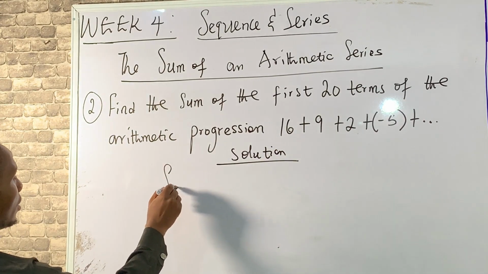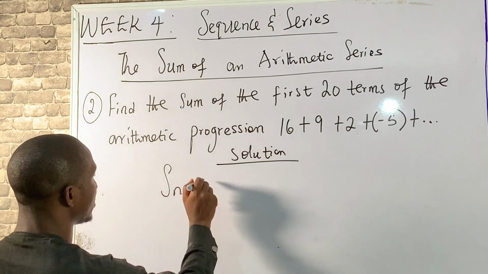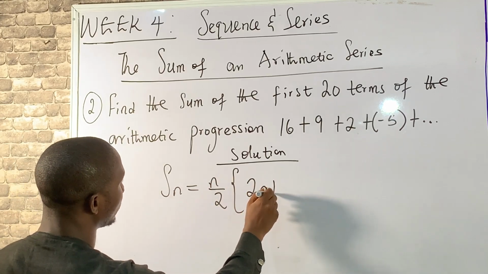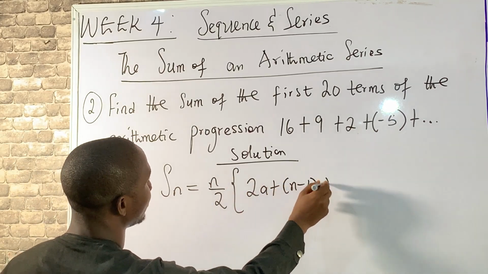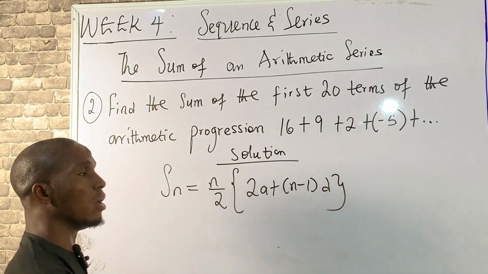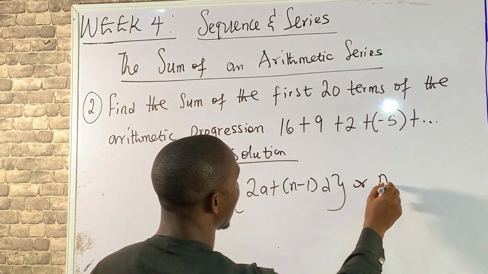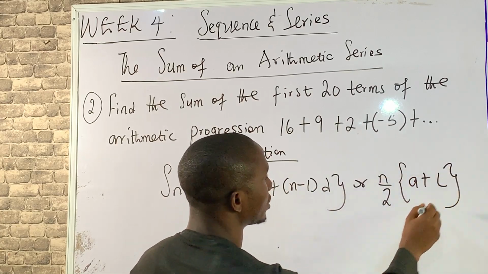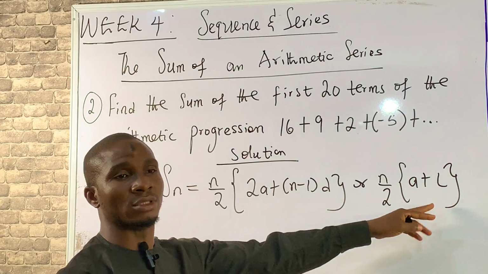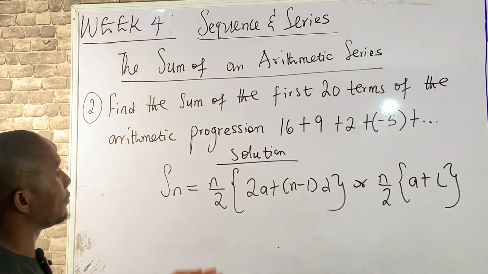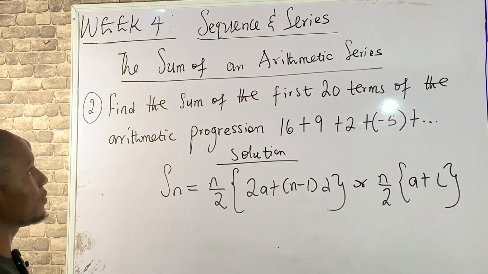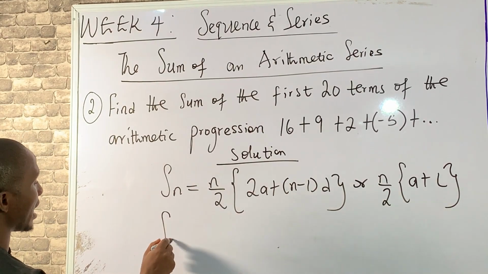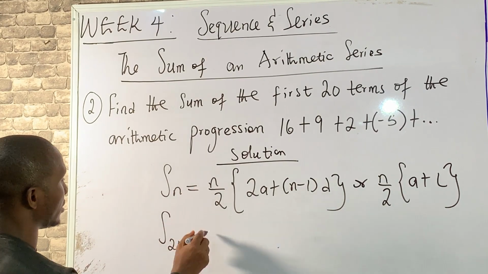The sum of n terms is n over 2 into bracket 2a plus bracket n minus 1 d, or you can use n over 2 into bracket a plus l. You can only use this when you are given the last term. Now, from this question, we have to find the sum of the first 20 terms. That will become S20, n is 20.